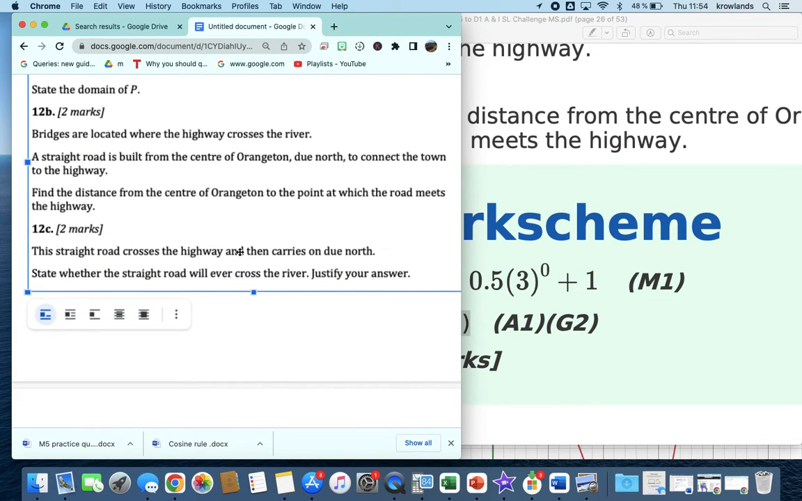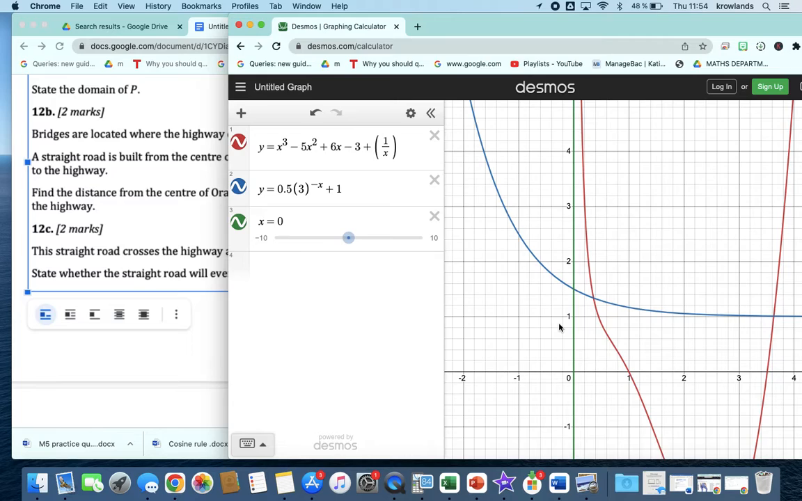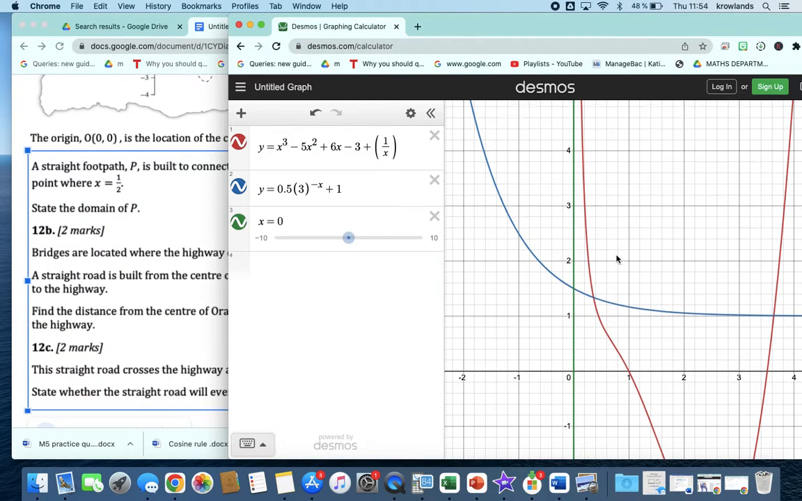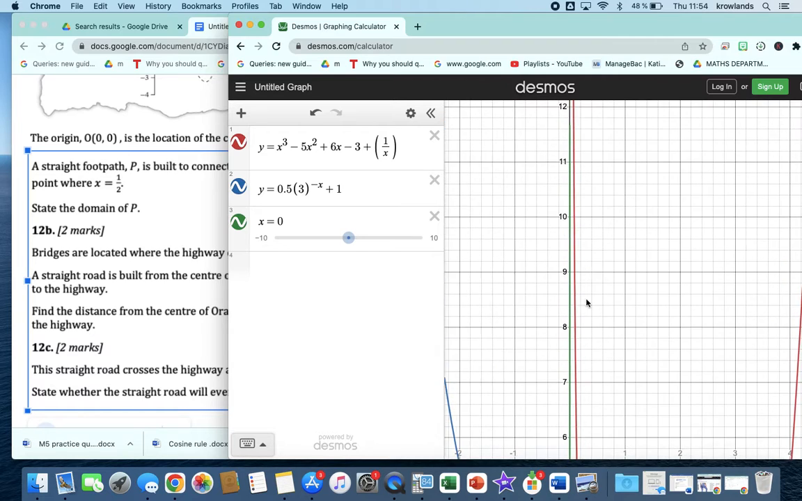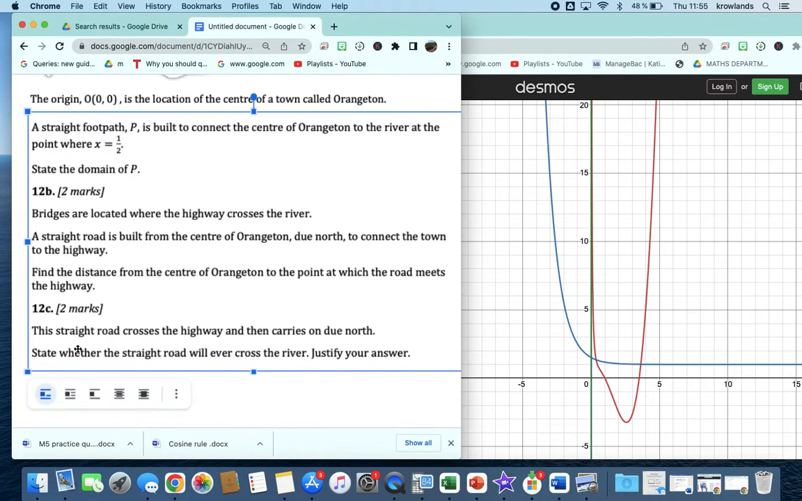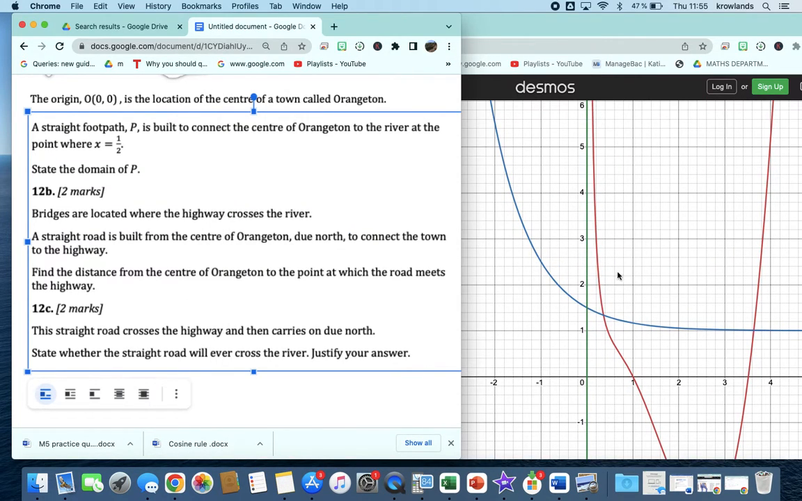This straight road crosses the highway and then carries on due north. So what we mean by this is the straight road, the green line, is going to touch the blue line, which is the highway, and then it continues north. Now the red line, remember, is going to be called the river. And you can see vaguely from this image what's happening with the river. It says state whether the straight road, which is our green line, will ever cross the river.